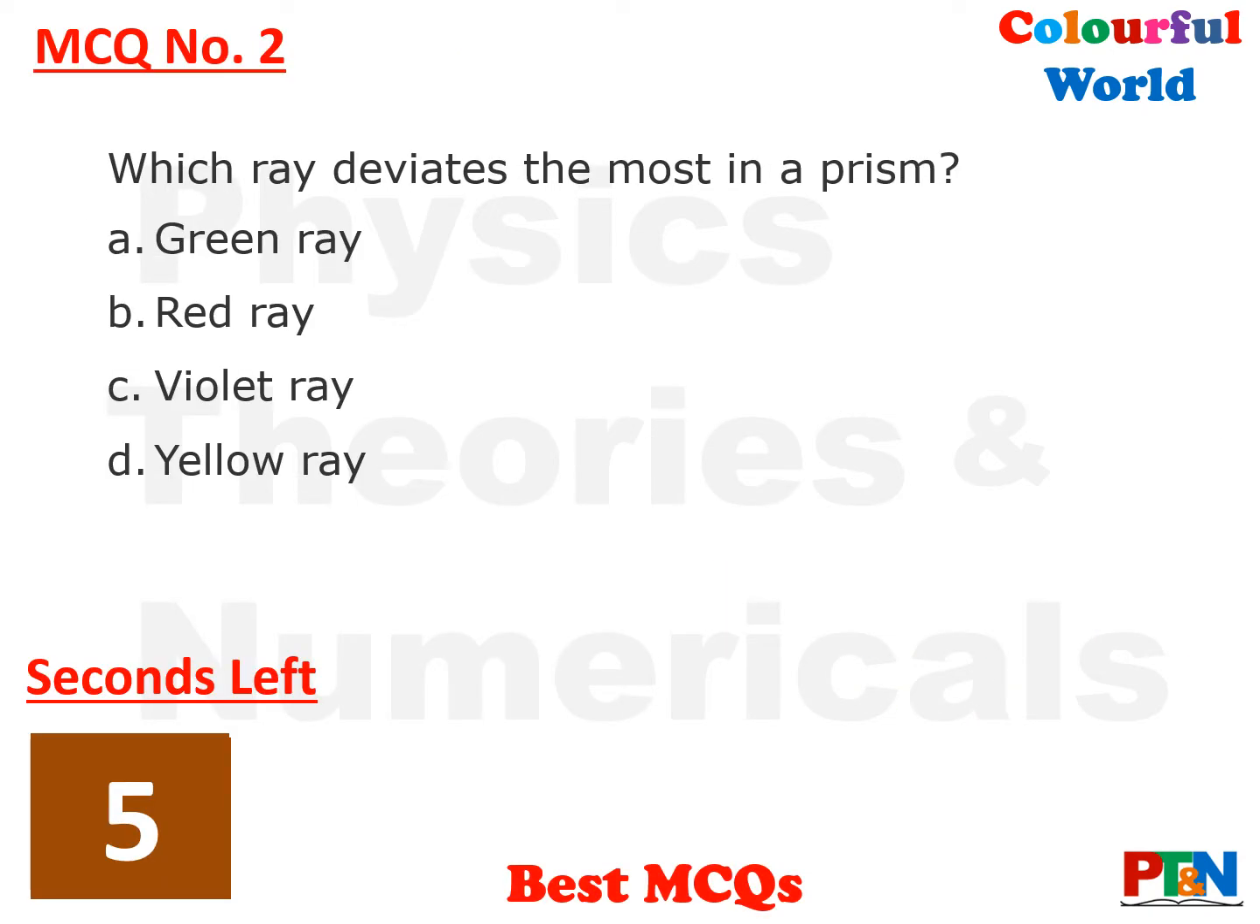Next MCQ. Which ray deviates the most in a prism? Four colors are given: green, red, violet, yellow. Which one deviates the most in a prism? 5 seconds time for you. Your time starts now.